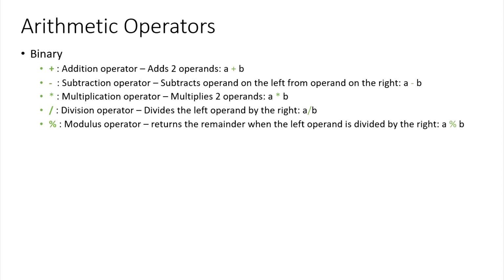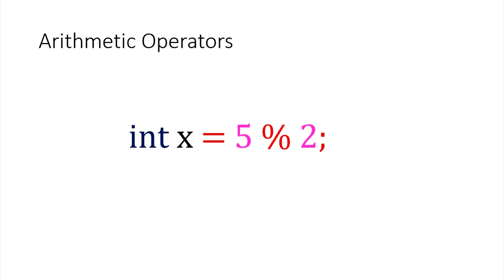Finally, a percentage sign is the modulus operator that calculates the remainder when the integer operand on the left is divided by an integer operand on the right. Note that both the operands need to be integers for this operation. Also, the return type is an integer value too. In this example, this operation returns 1 because when 5 gets divided by 2, the remainder is 1. Similarly, this operation returns a 3.